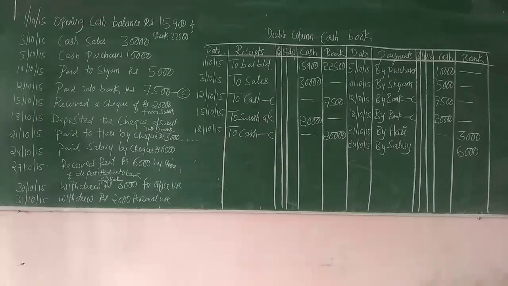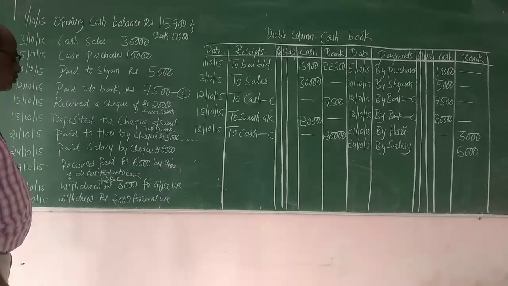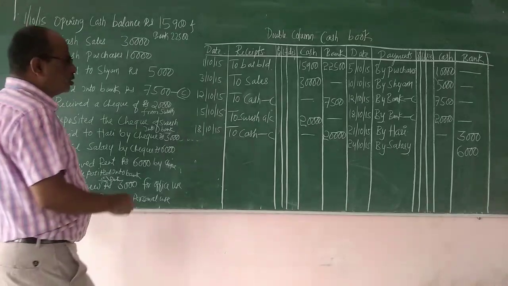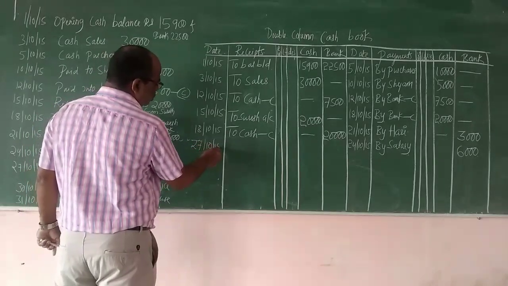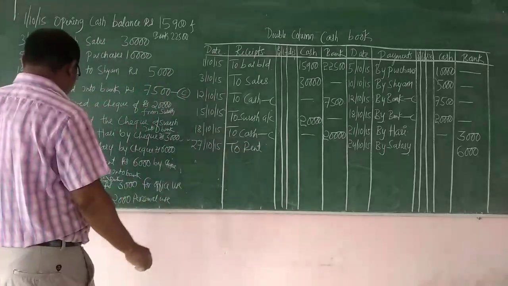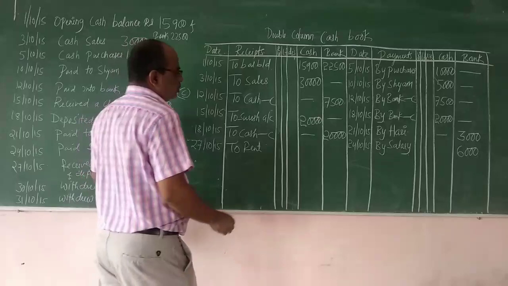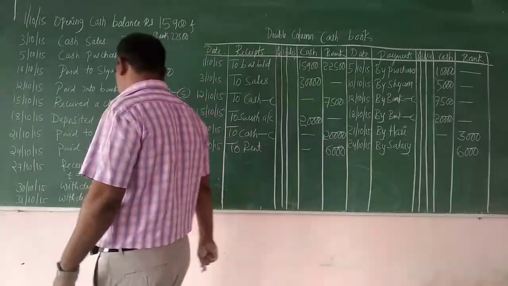27/10/2015, received rent rupees 6,000 by check and deposited into bank. So this is a receipt, and you have received a check in the form of rent, and you are depositing the check into bank on the same day. So on 27, to rent in the bank column 6,000.